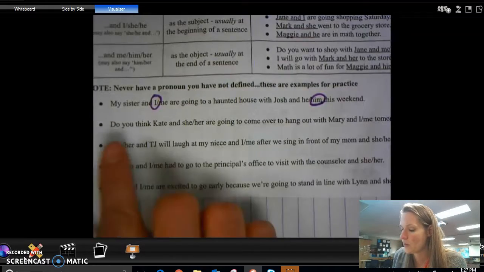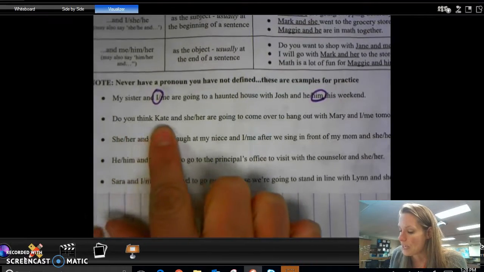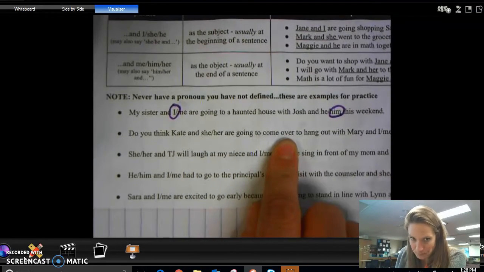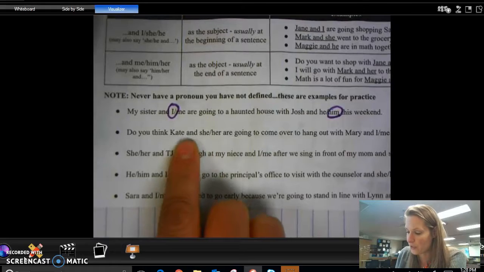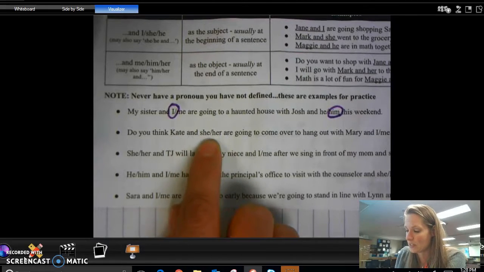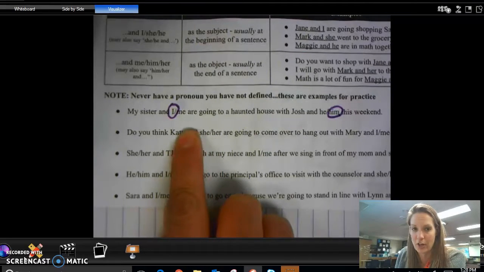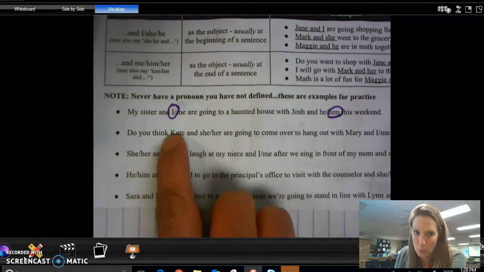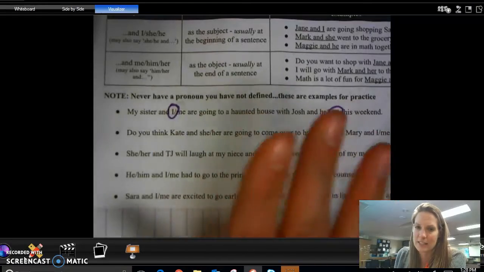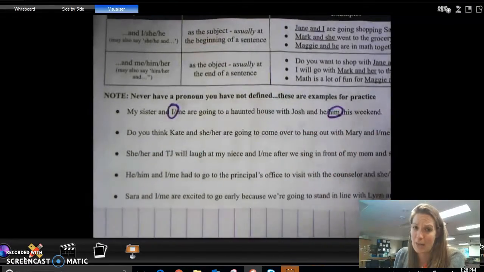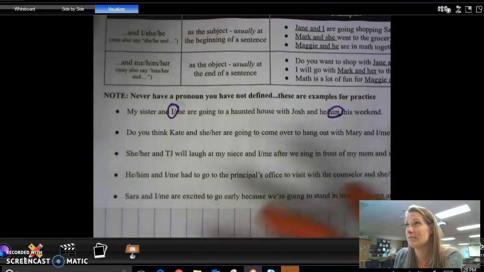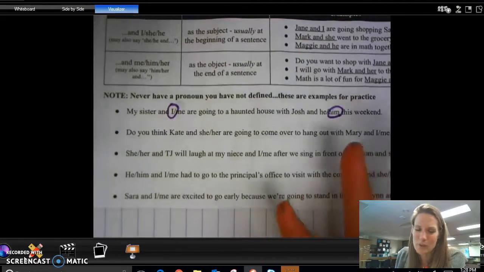Let's go to the next one. "Do you think Kate and she or her are going to come over?" So put your finger over "and Kate," because we're trying to figure out if it's she or her. Again, the she or her could also come before Kate. Both are correct. It's just a matter of what sounds better. I usually put the she in front, and I often put the her at the end. So neither one's right or wrong.